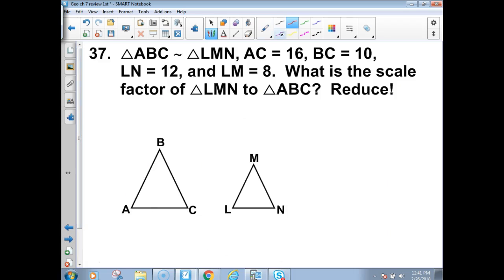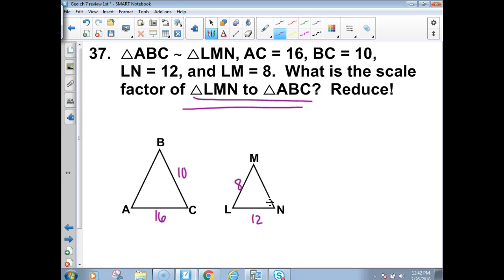On 37, it says triangle ABC is similar to triangle LMN. A to C is 16, I'm just going to start labeling stuff, B to C is 10, L to N is 12, and L to M is 8. What is the scale factor of LMN to ABC? Now it's telling you which order to go. That matters. It has to start with LMN.